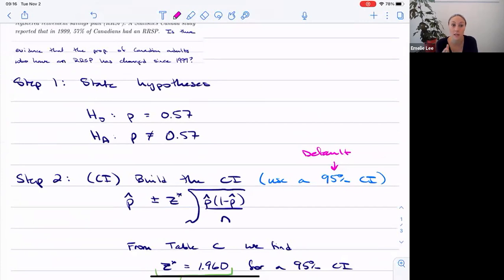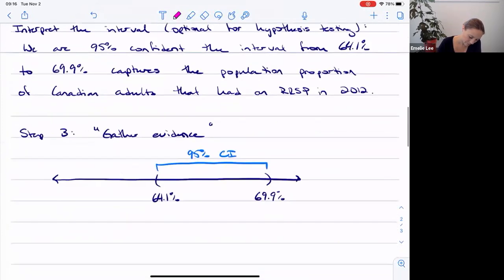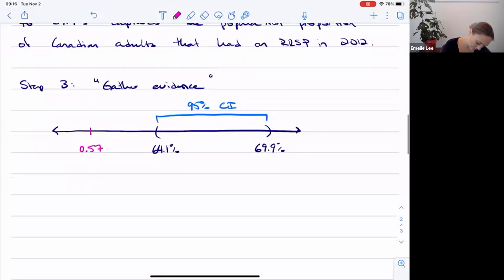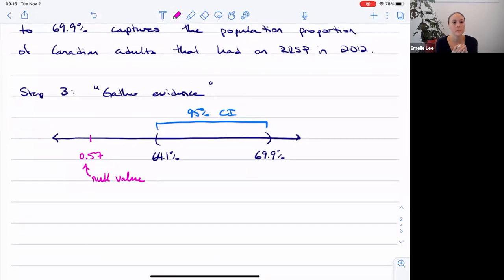0.57. So what I do is I look and I see, is it in the interval or not? So 0.57 is somewhere here. This is our null value. Okay. So there's a 5% chance that this interval is not reflective of the population, but I'm 95% confident that it is. So I'm going to take those odds.